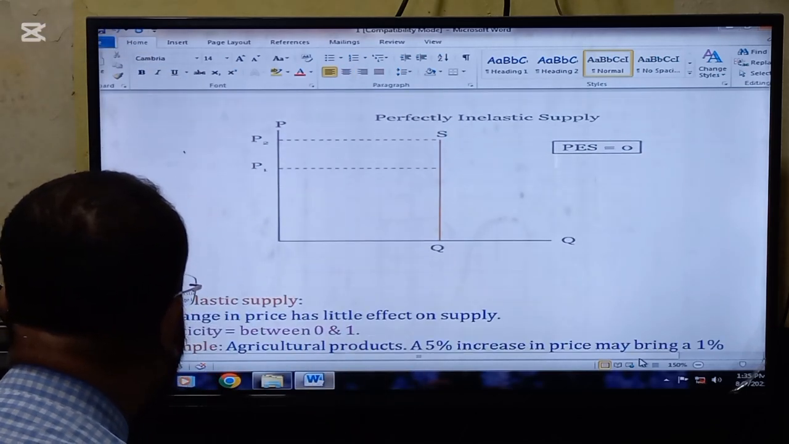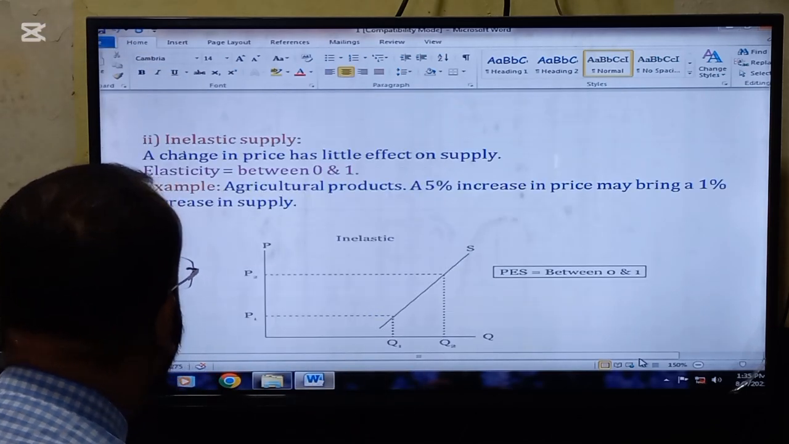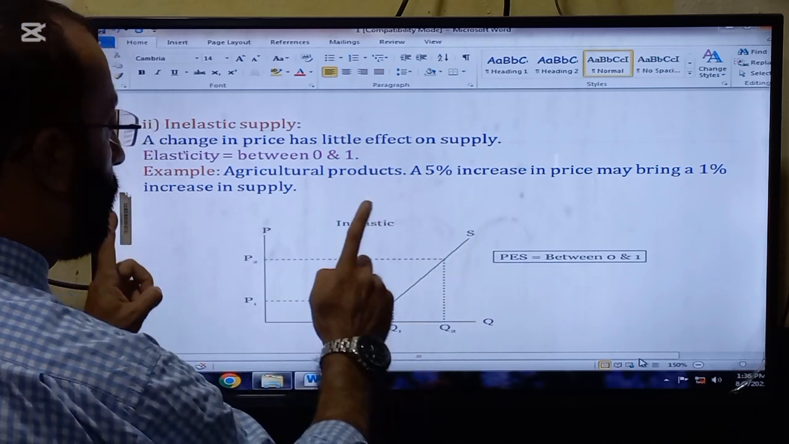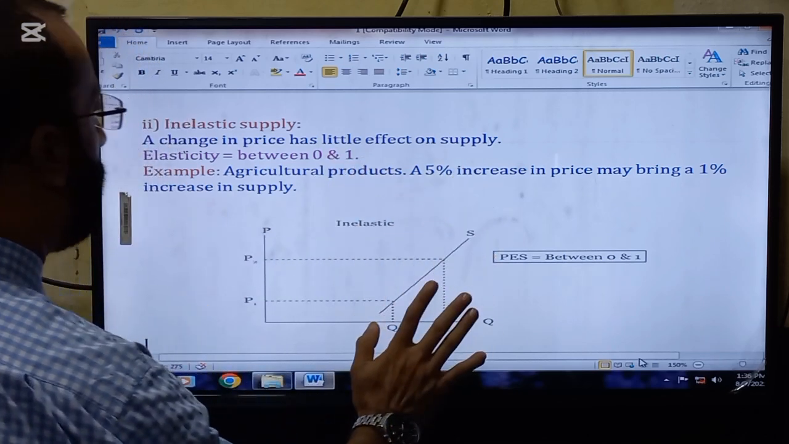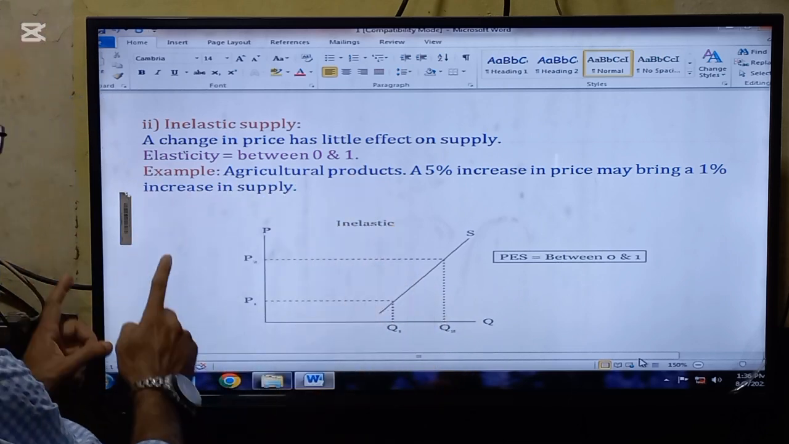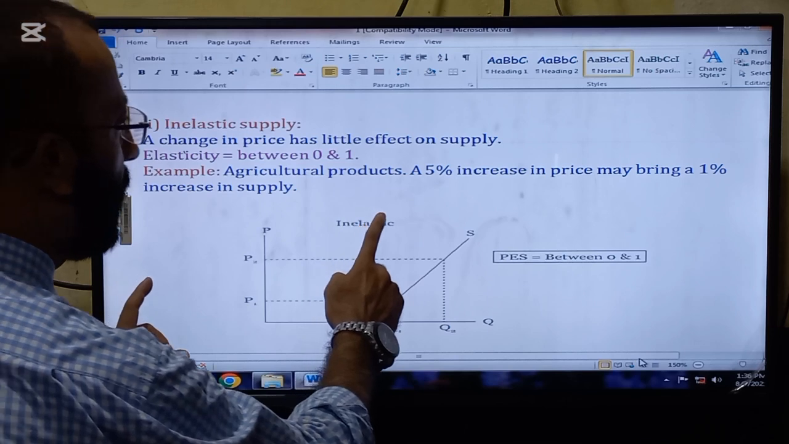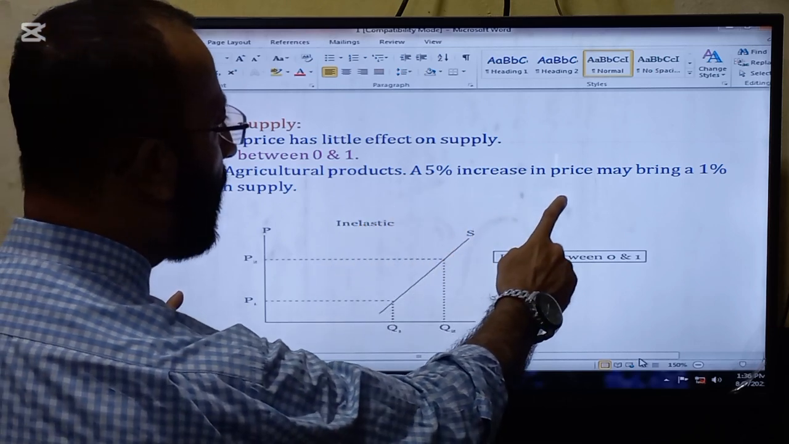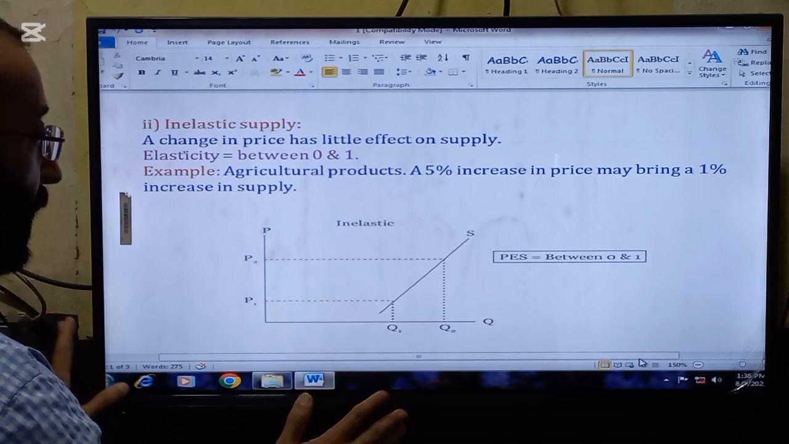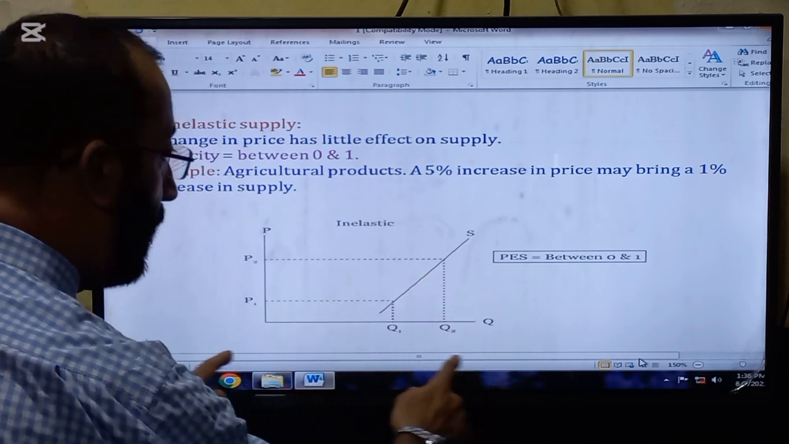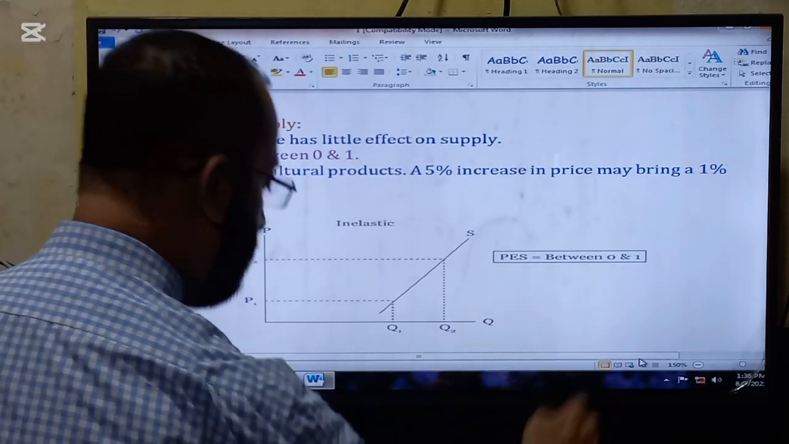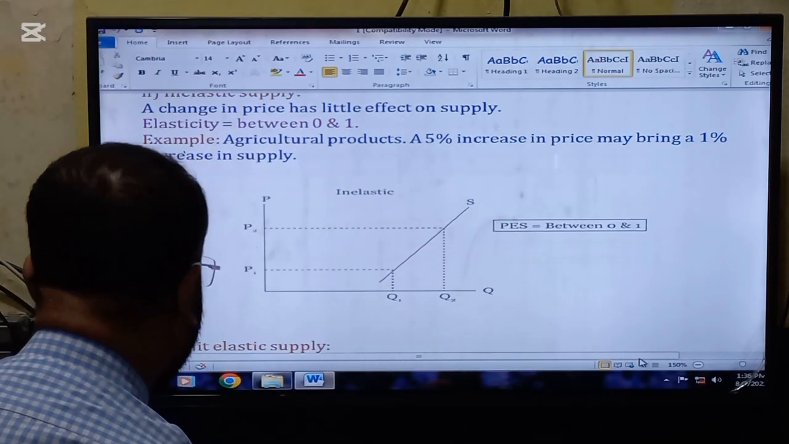The next category is inelastic supply. A change in price has little effect on the supply. So concentrate, little effect on the supply. Elasticity is between 0 and 1. An example is agricultural products. A 5% increase in the price may bring a 1% increase in the supply. And here is the graphical representation. Price elasticity of supply is between 0 and 1.